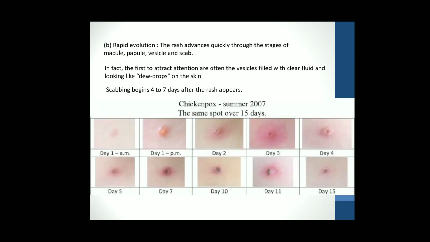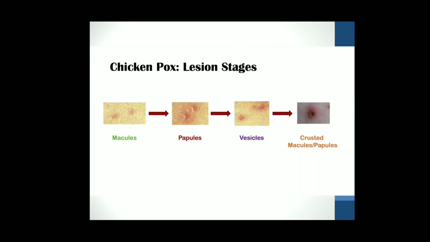I will show you the same spot over 15 days. On day 1, you can observe the initial appearance of the rash, and in the second picture it looks like a dew drop. Similarly, day 2, day 3, day 4, you can see the course. At the end of day 15, a scab is formed. Here, this is the macule, this is a papule, these are vesicles, and these are crusted macules. These are the lesion stages of chickenpox.